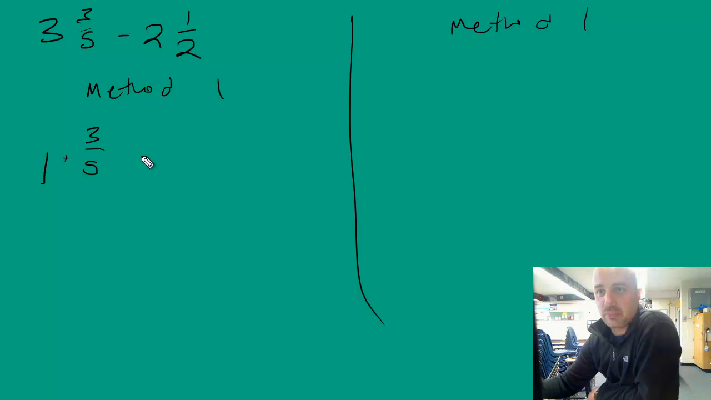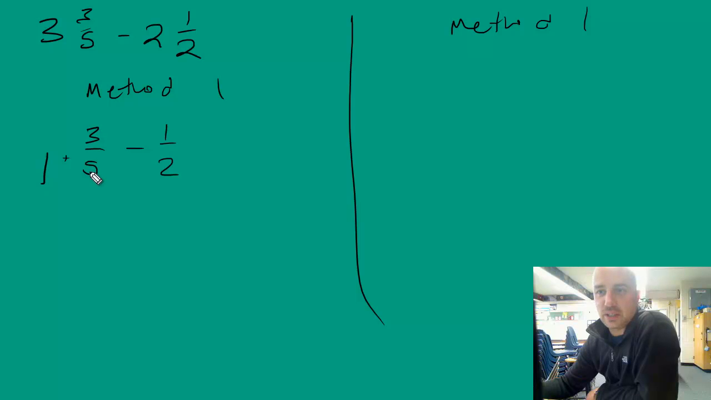And then I have 1/2. So I just took care of the 3 and the 2. Don't even need to worry about it. Got my 3/5 minus my 1/2. Awesome. Okay, 5 and 2, we're going to deal with tenths. That's going to be our common denominator, tenths.